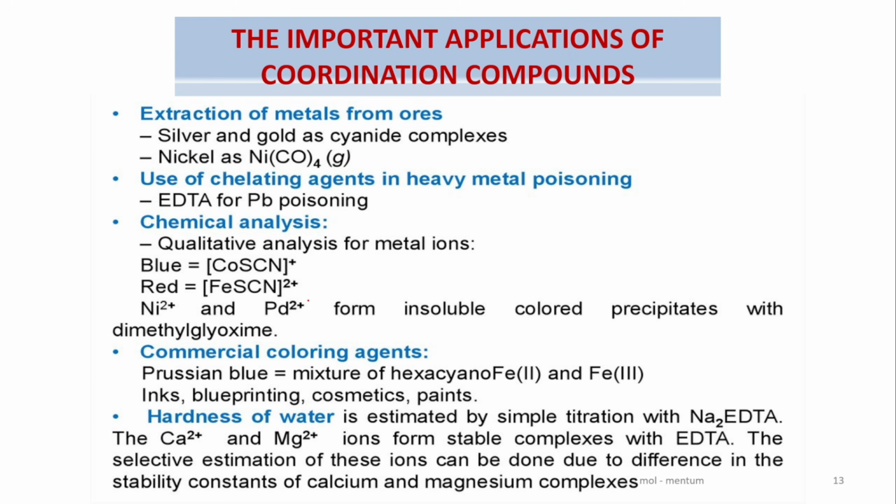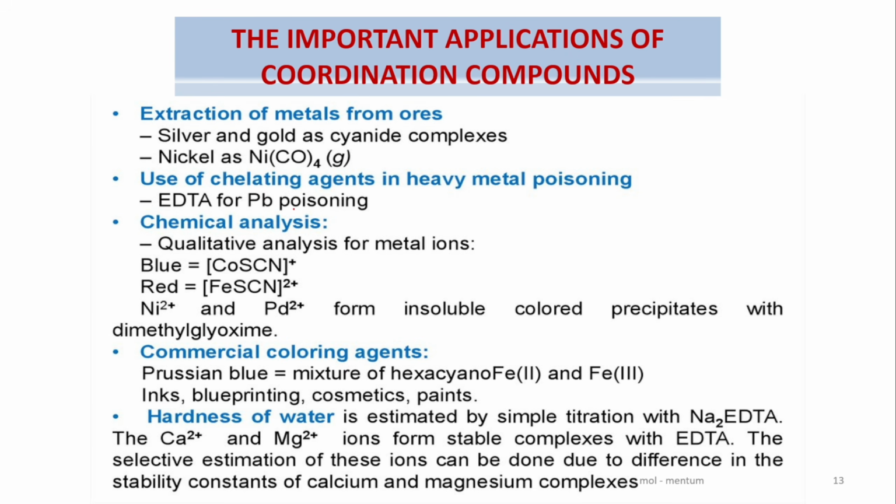Now, there are various applications of coordination compounds, like we have discussed hemoglobin and chlorophyll, and a lot of examples are there. Coordination compounds are used in the extraction of metals from ores, like silver and gold, which are extracted in the form of their cyanides. Nickel is obtained in the form of its carbonyl.